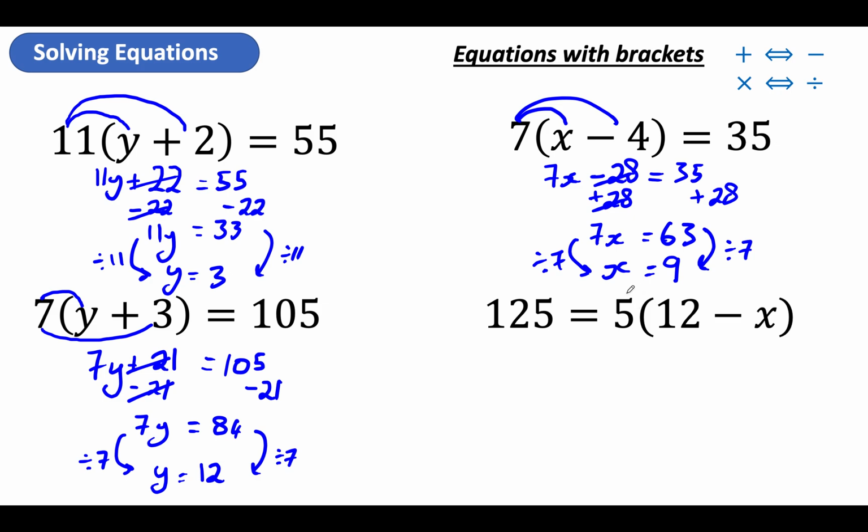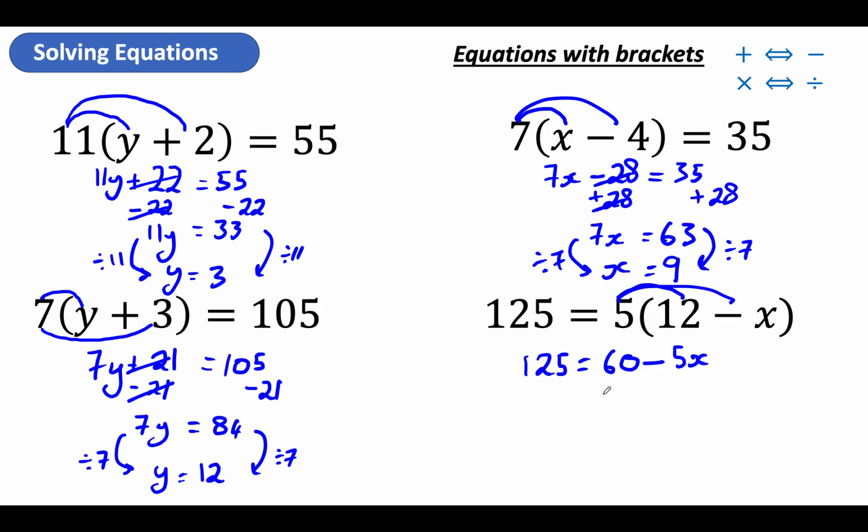And last one. Okay, let's put 125 this side of the equation with the equal sign. They've put it the other way around, but we know that doesn't matter. Let's expand the bracket first. So 5 12s are 60. And 5 times negative x is, well, we've got a negative times a positive, so the answer is negative. And 5 times x is 5x.